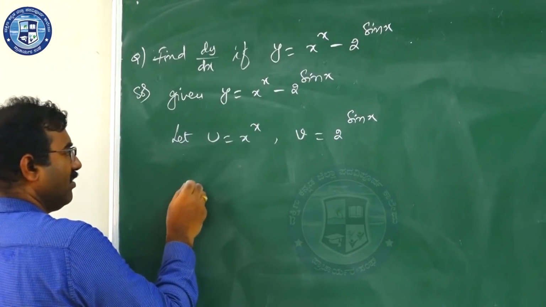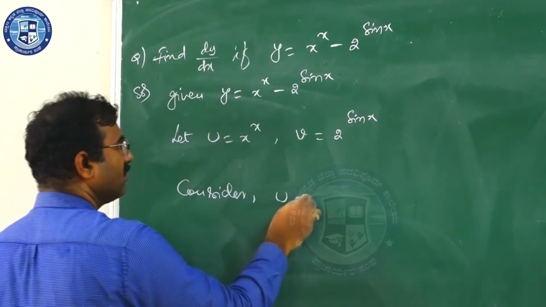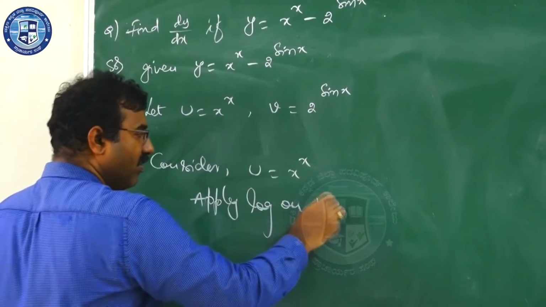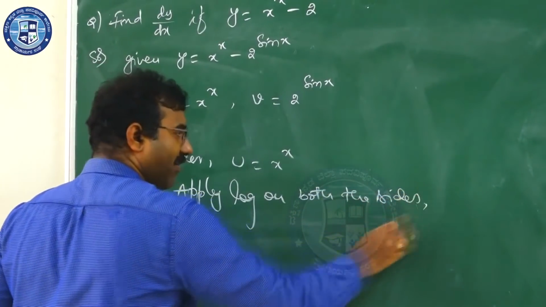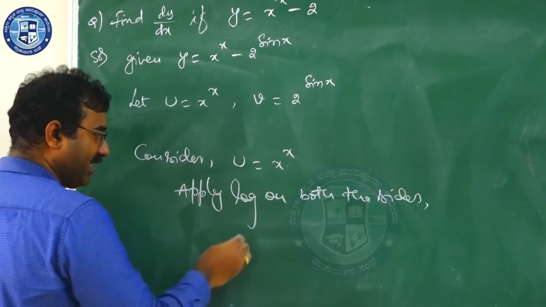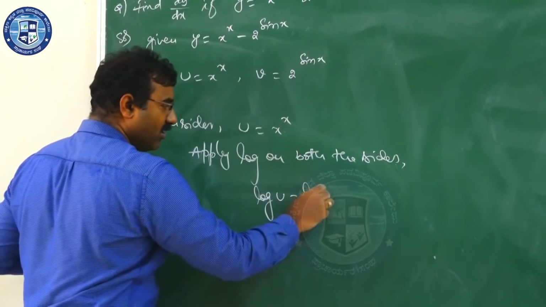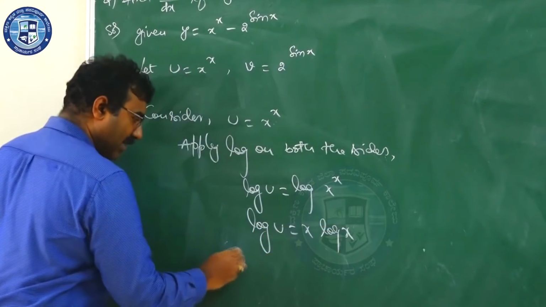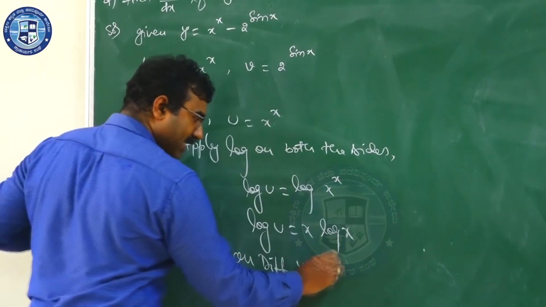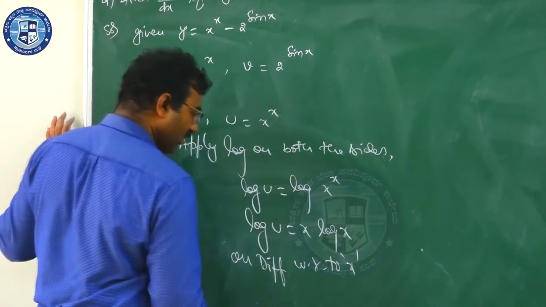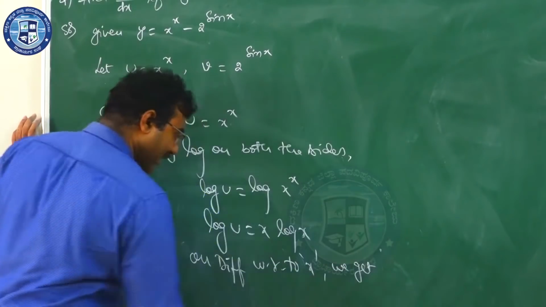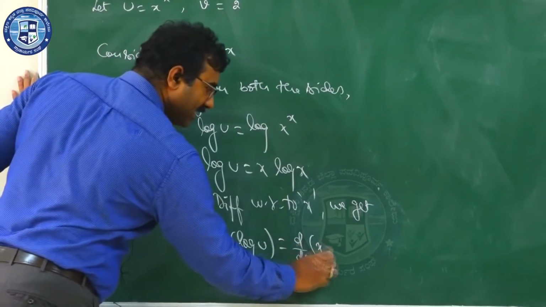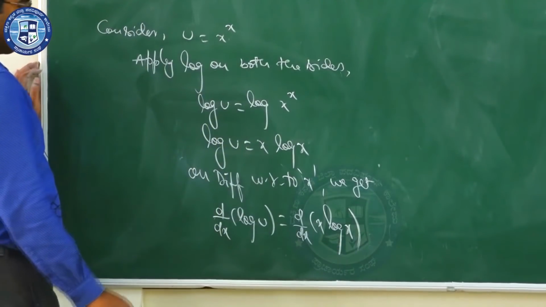So, apply log on both sides. For this, we just consider now u is equal to x power x, apply log on both the sides. We have already done x power x, but again we are doing it here. So what do you get? log u is equal to log x power x, so log u is equal to x log x. On differentiating with respect to x, we get d by dx of log u is equal to d by dx of x log x.